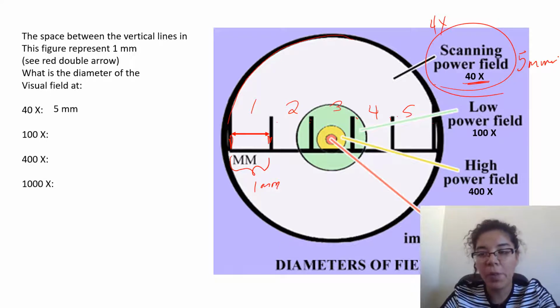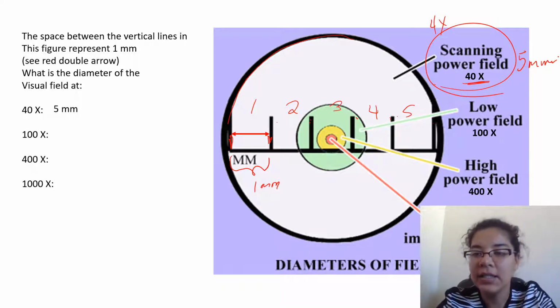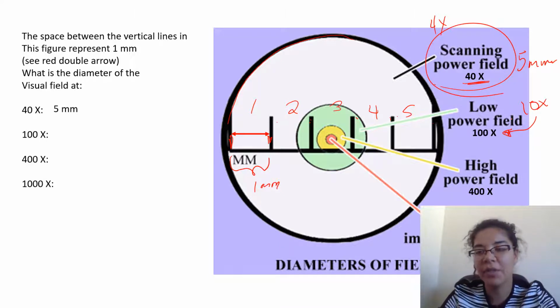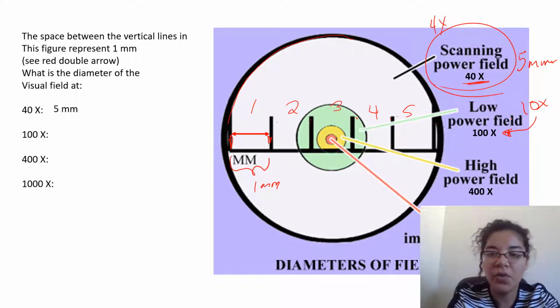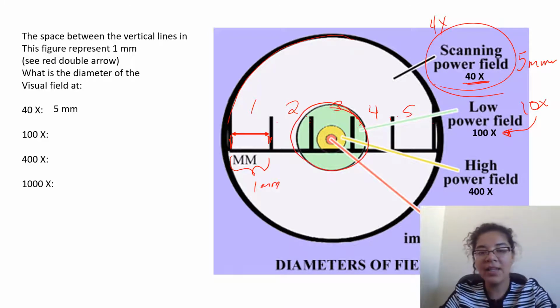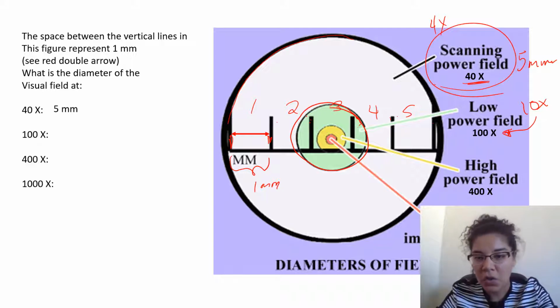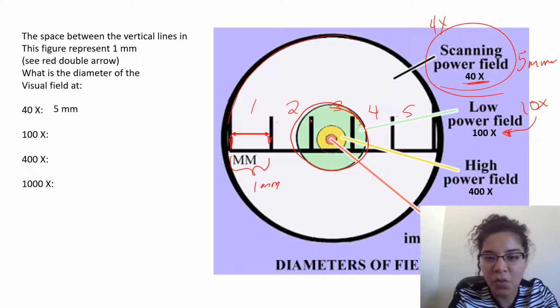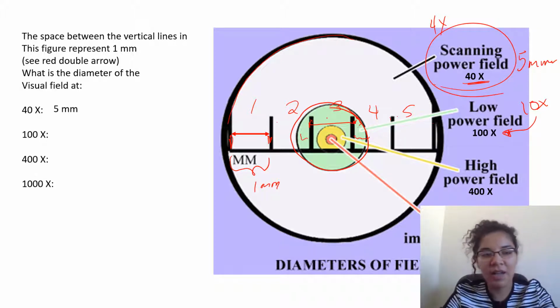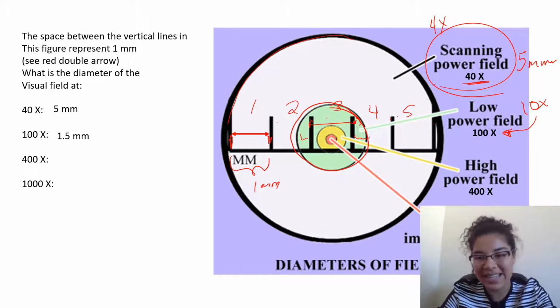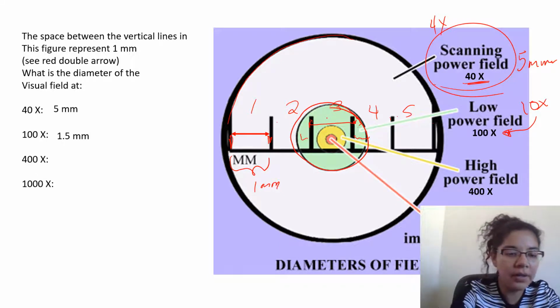We could do that for low power. The low power lens is the 10x objective. And when we magnify the image, it's 100 times magnified. And so that's the green circle here. Now, within this image, we could estimate the size. I know for sure from here to here is 1 millimeter, and then I just have to calculate this area and this area. So let's just say 1.5 millimeters. And these are estimates.